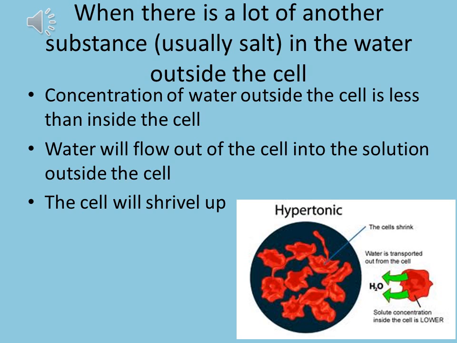The next scenario happens when there's a higher content of water inside the cell than outside of the cell. Now when this happens, usually there is another substance such as salt or sugar that's in a higher concentration outside of the cell. What happens is the water inside the cell is going to move out to try to create an equilibrium of water inside and outside the cell. This means there will be the same amount whether you're in or out. When this happens, water flows out of the cell into the surrounding area, and this causes the cell to shrivel up because it's losing water.